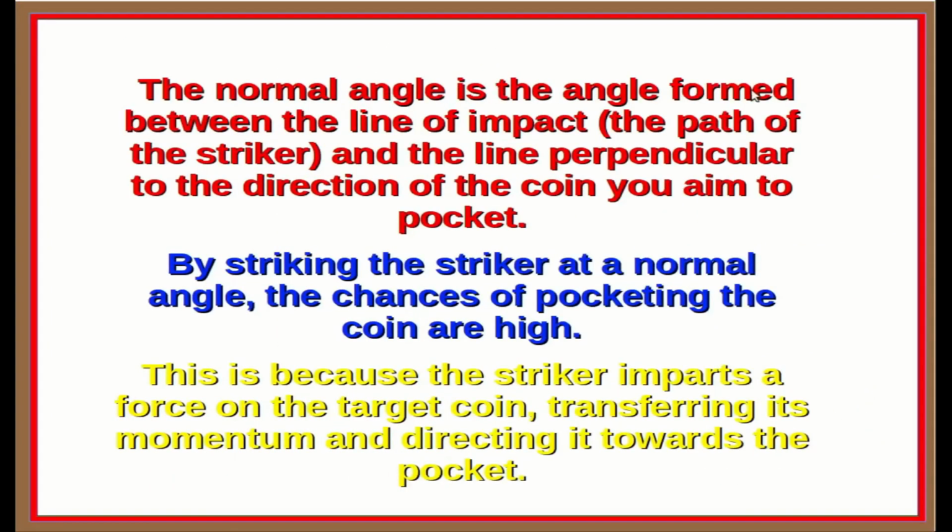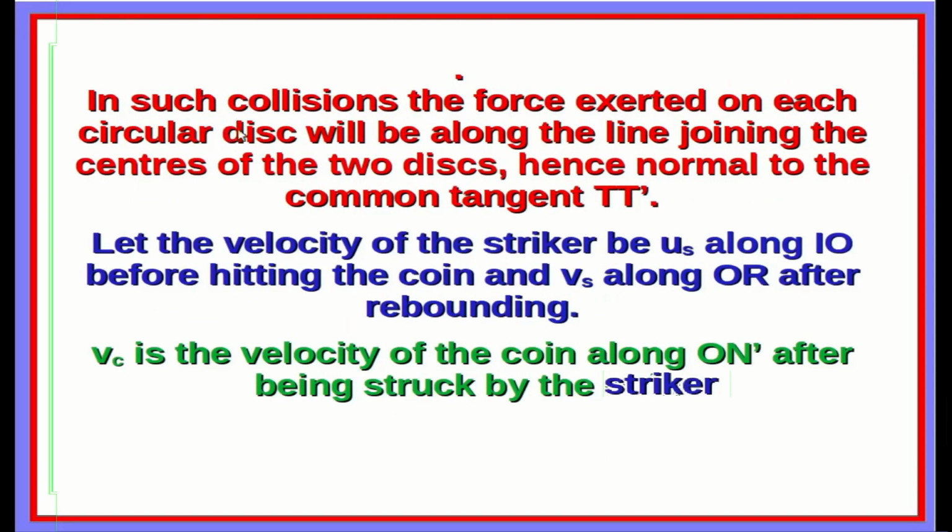The normal angle is the angle formed between the line of impact, that means the path of the striker, and the line perpendicular to the direction of the coin you aim to pocket. Now, by striking the striker at a normal angle, the chances of pocketing the coins are high. This is because the striker imparts a force on the target coin, transferring its momentum and directing it towards the particular pocket at which we are aiming. In such collisions, the force exerted on each circular disc will be along the line joining the centers of the two discs, hence normal to the common tangent TT prime.